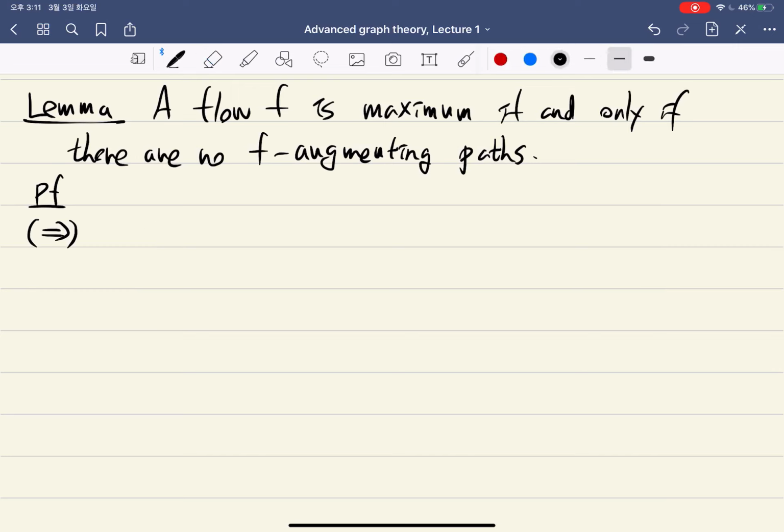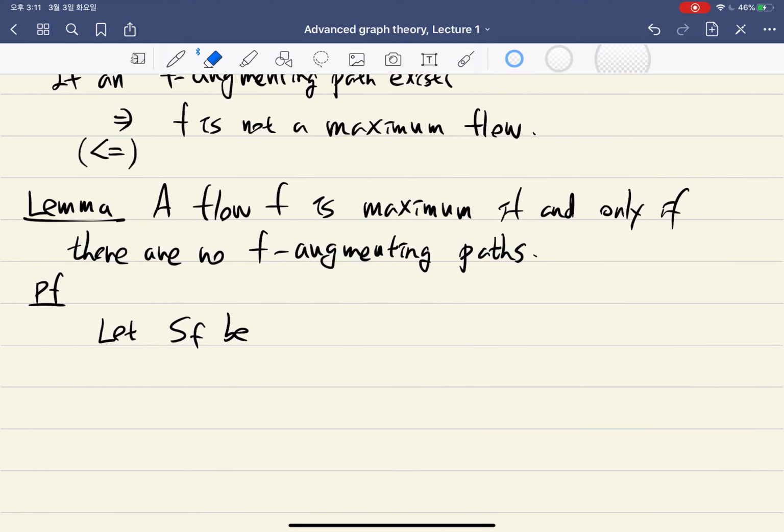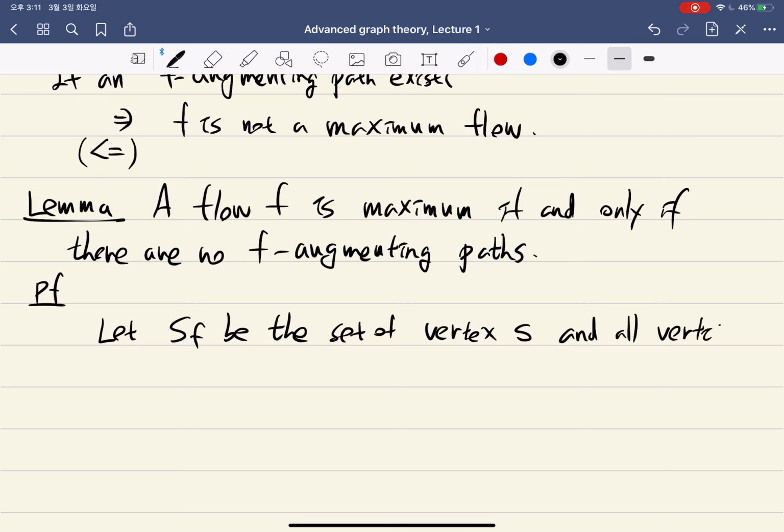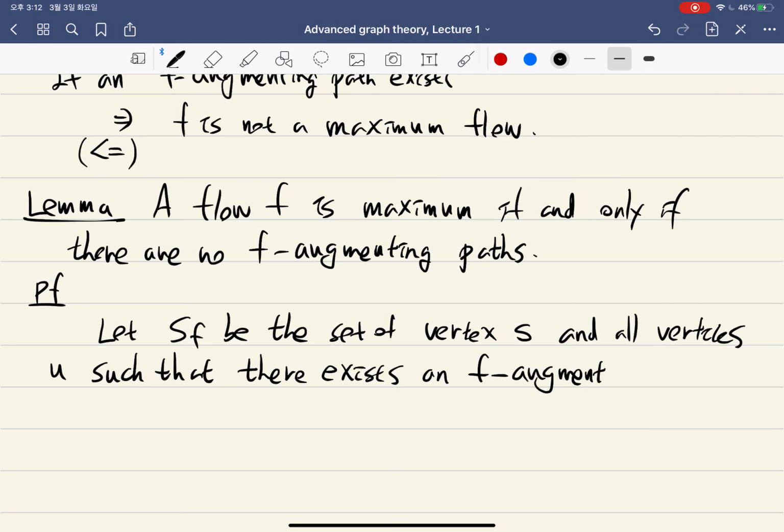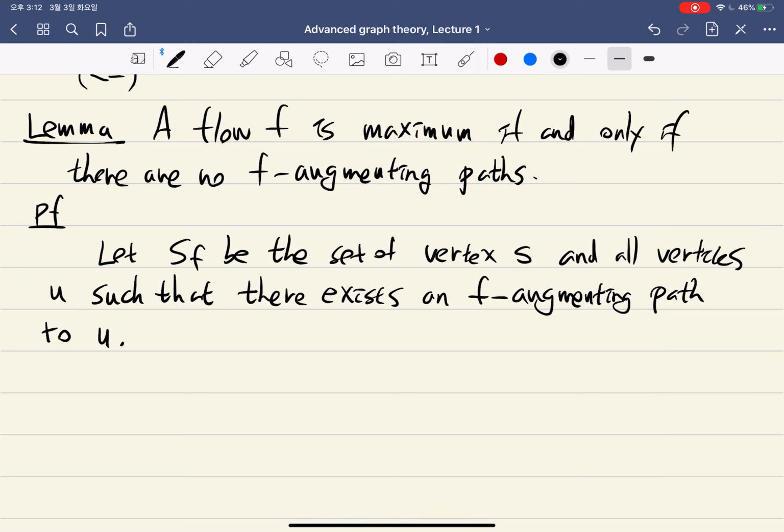So let's not just write it, let's prove it. For a given flow F, let S_F be the set of vertices such that S is there, and all vertices U such that there exists an F augmenting path from S to U. So this is well defined.